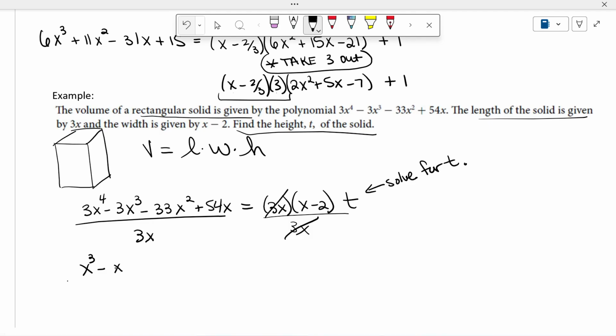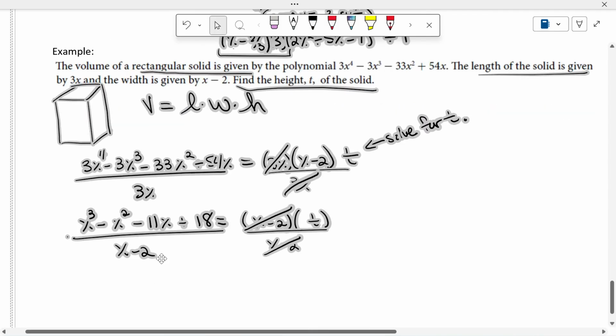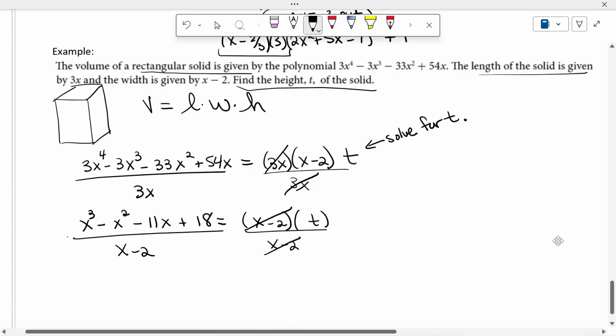x cubed minus x squared minus 11x plus 18. Okay. And that's equal to, we divided the 3x, so now it's equal to x minus 2 times t. And I'm trying to solve for t. So now we'll divide by x minus 2. That'll give me t. So to divide this, I can do synthetic division or long division. I'm going to do synthetic.